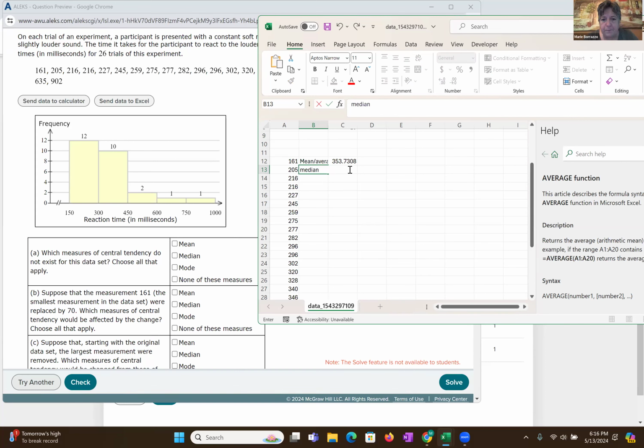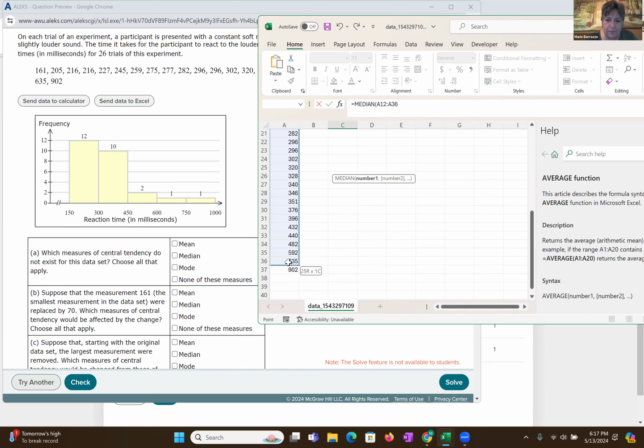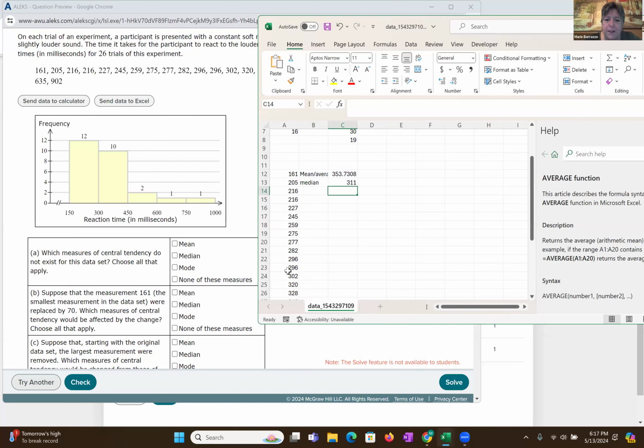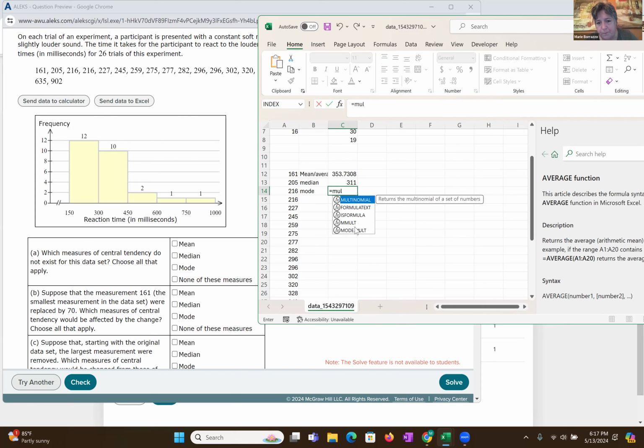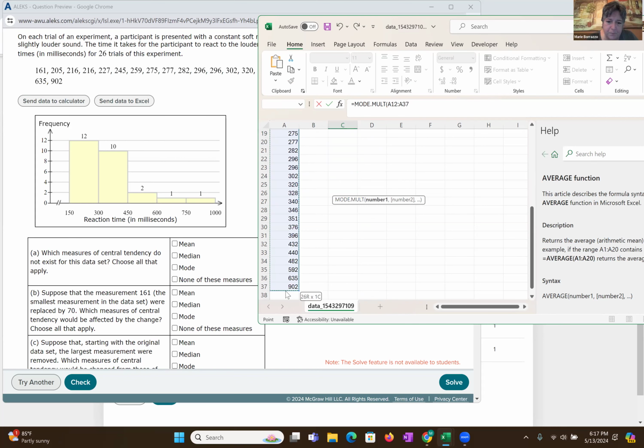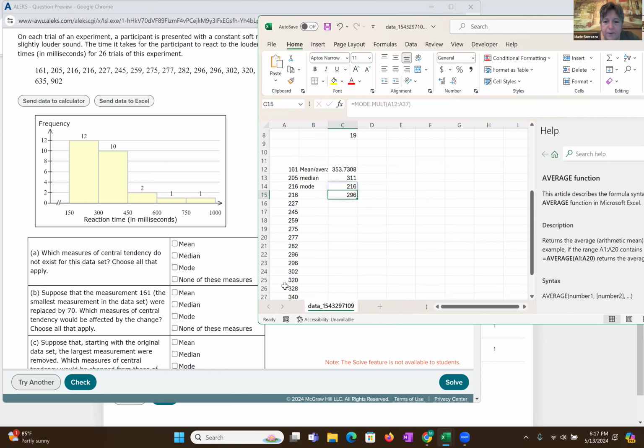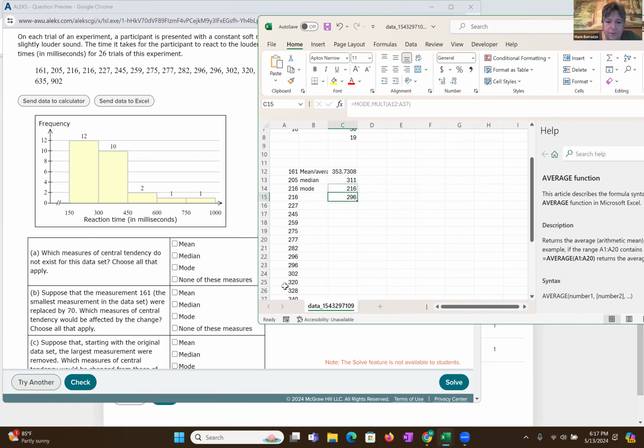Let's look for the median. So here we're going to go equals median. Double click on median, highlight the data. There's our median, and our mode. Remember what I said to you, Shakita, that when there's more data, it makes it easier if you ask it to give you the mode. That's why we say multiple modes. So equals multiple modes, highlight the data. Enter. So it says 296 is the mode. That's interesting.